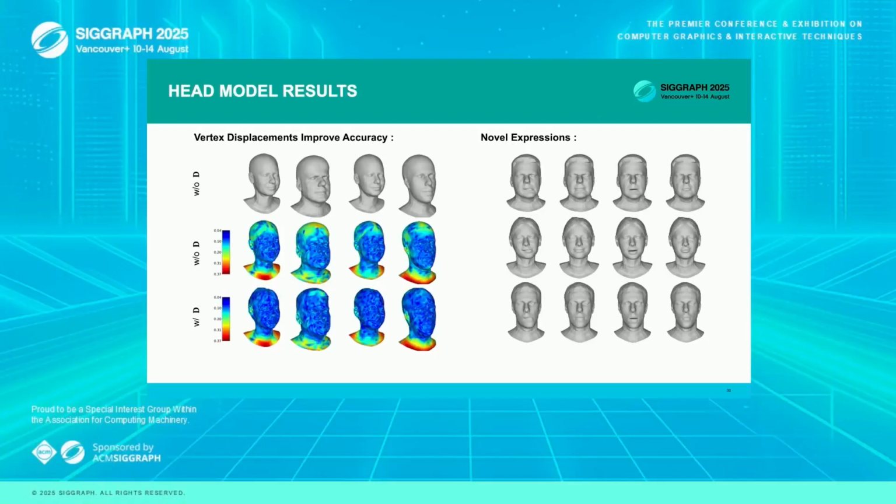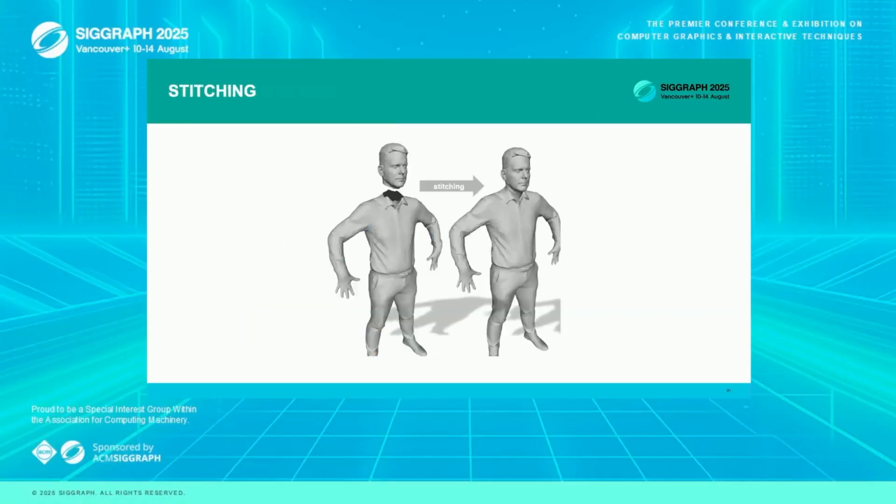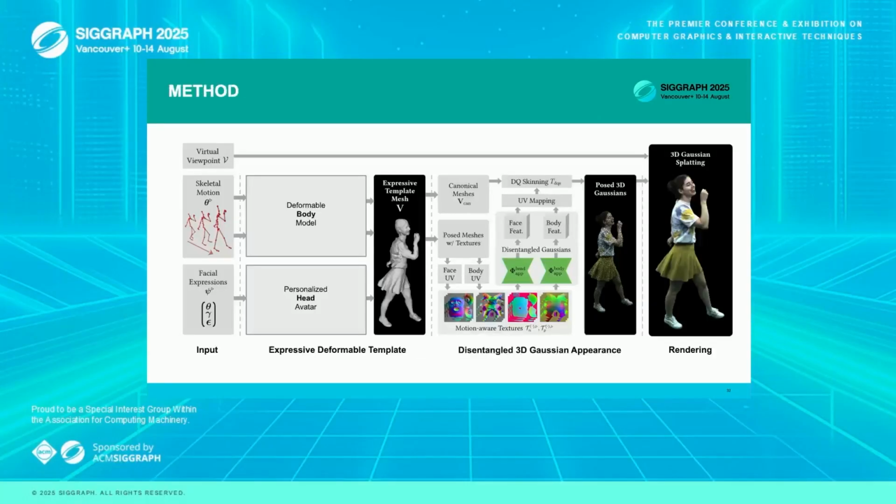of facial expressions. Once we have the deformable body and the personalized head, we use an automated stitching operator to seamlessly combine them into a single watertight mesh. And this gives us one unified template that is fully expressive. Now for the appearance model, the expressive mesh we just created serves as the geometric foundation.